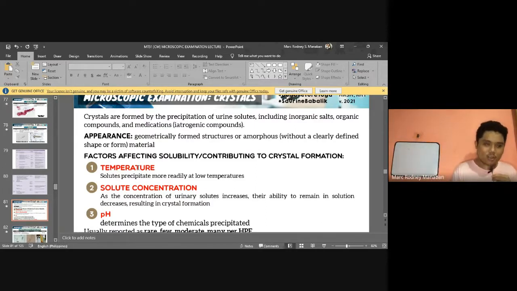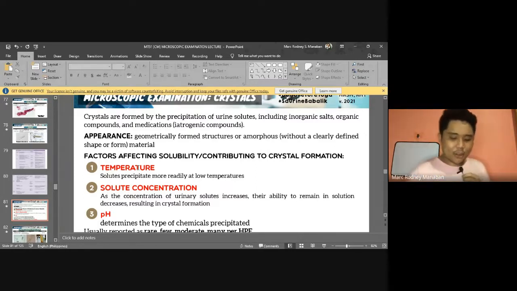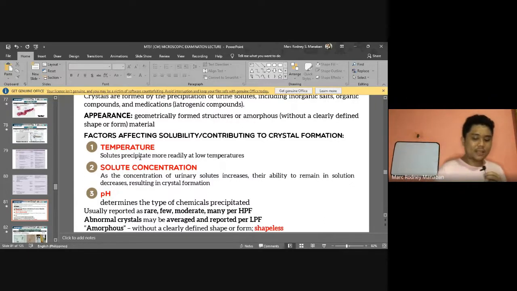And lastly, pH. It determines the type of crystal that we will see, because some crystals precipitate if the pH is alkaline, and others precipitate if the pH is acidic. Now, normal crystals are usually reported as rare, few, moderate, many per HPF. Abnormal crystals are reported as the average number per 10 fields, per LPF. Okay, so that's for your crystals.